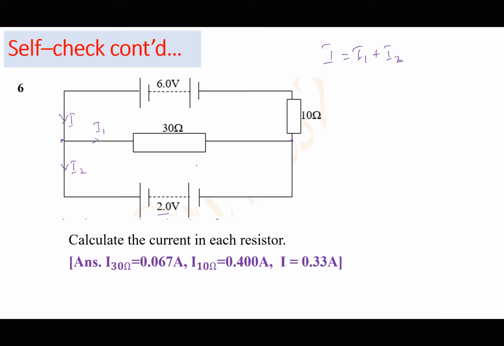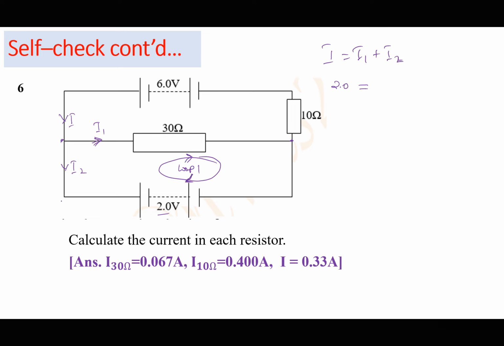Number two, I'll put in loops. Let me put a loop here, which is clockwise. Let that be loop one. So if I consider loop one, which is clockwise, the EMF is positive, which is going to be 2.0. Then the PDs. We have only one resistor of 30 ohms, and it is in the same direction as the loop, because the loop is clockwise.